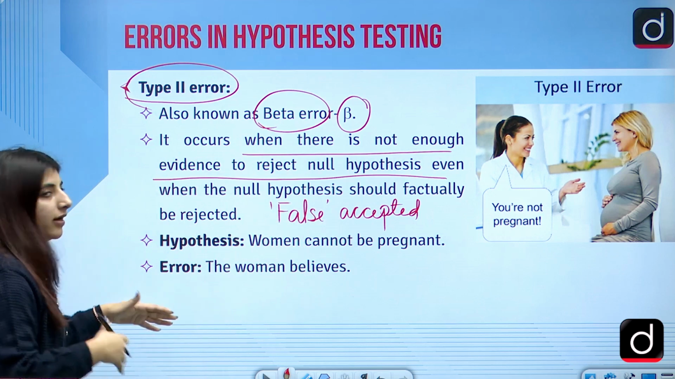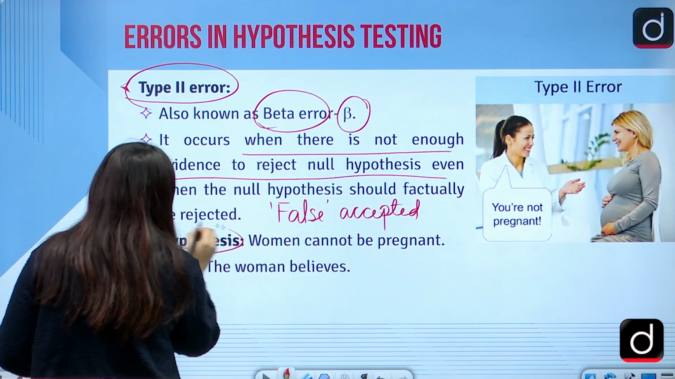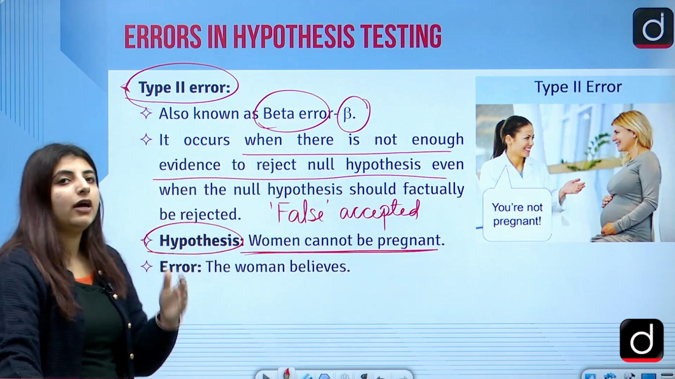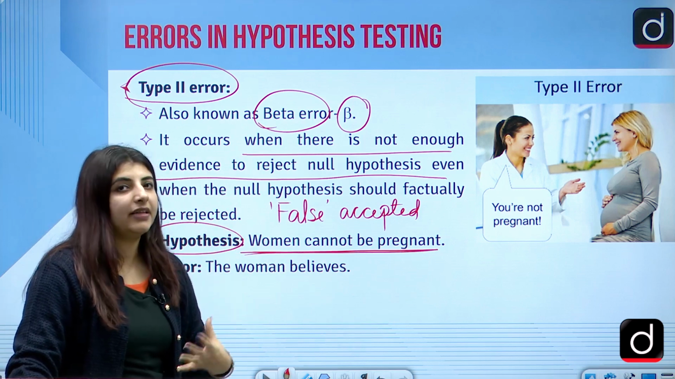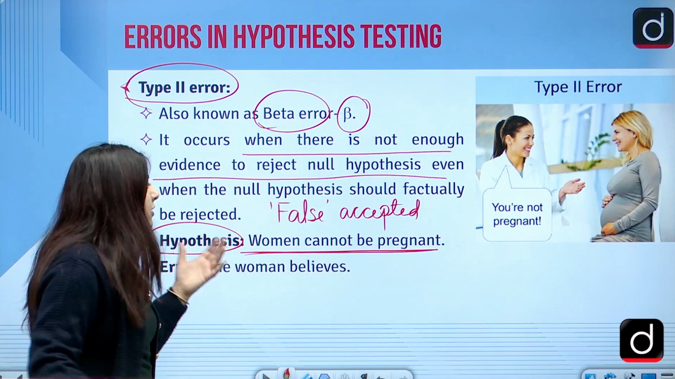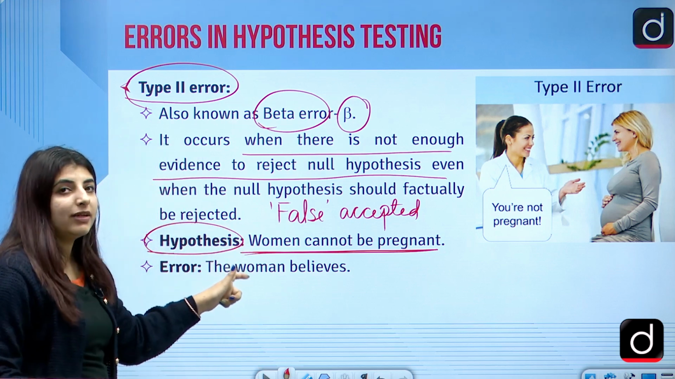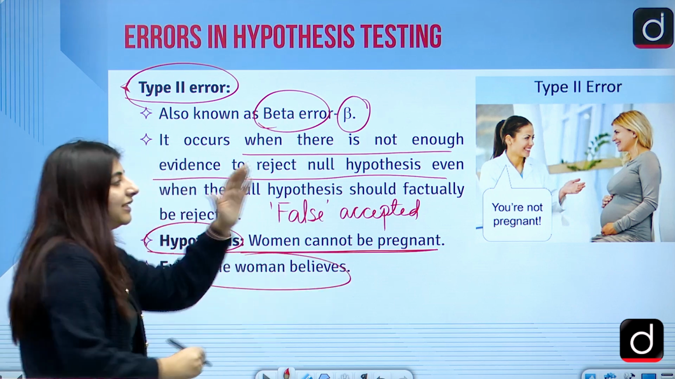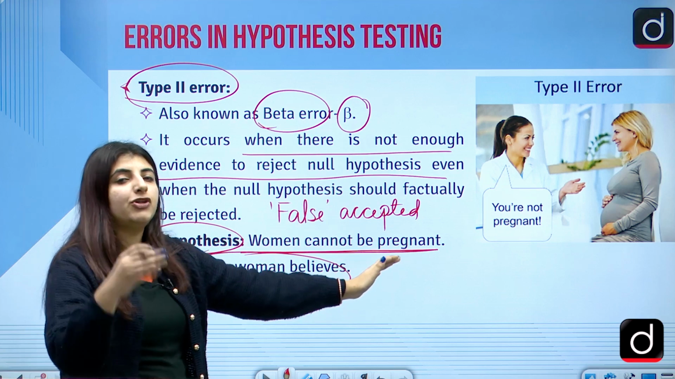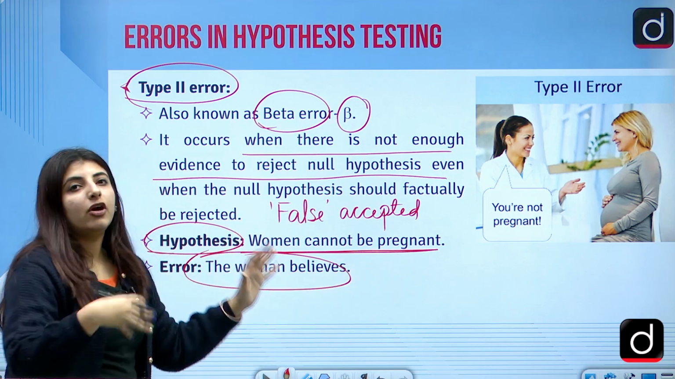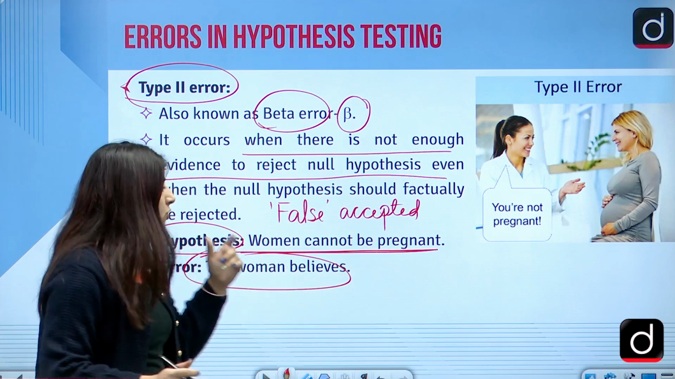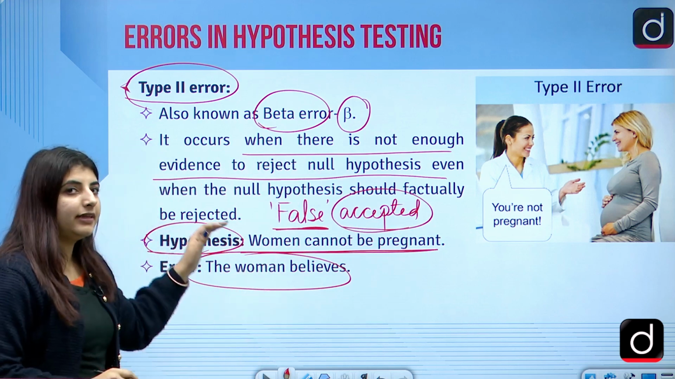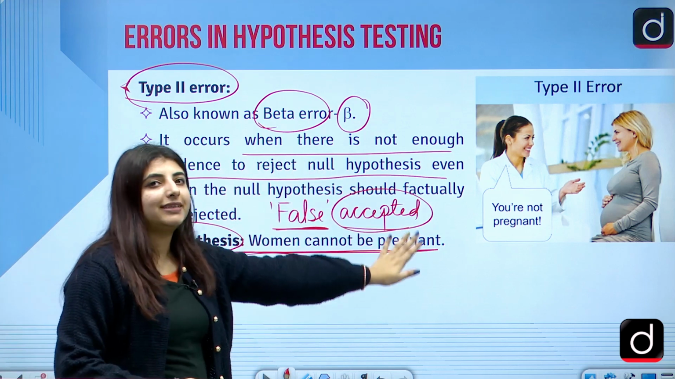Let's do this with the help of an example. The hypothesis was women cannot be pregnant. This is obviously a wrong statement. Women can be pregnant. They are reproductive creatures, right? So this should be rejected, but by mistake we accepted it. Like a woman who is sitting pregnant and the doctor tells her that you are not pregnant, which shows that we did not have enough data to reject it. So we falsely accepted. Even though the null hypothesis was false, we accepted it.